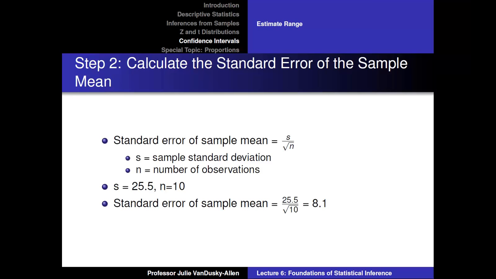Next, you calculate the standard error of the sample mean. To do this, you take the sample standard deviation, which I showed you how to calculate earlier in the lecture, and divide the value by the square root of the number of observations. The sample standard deviation of this data set was 25.5 and the number of observations was 10. So 25.5 divided by the square root of 10 is 8.1.